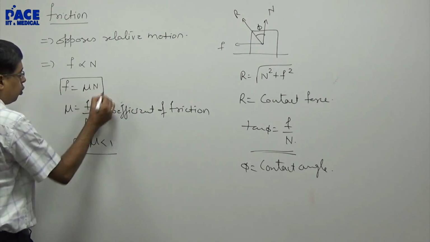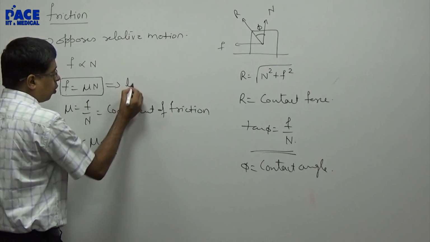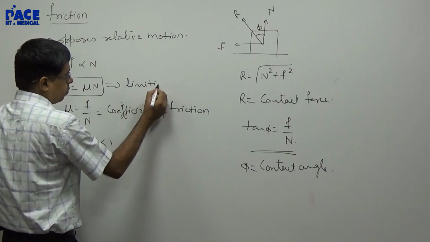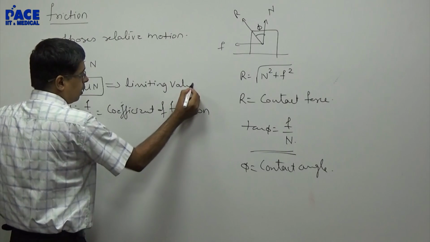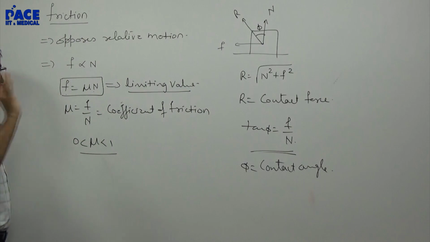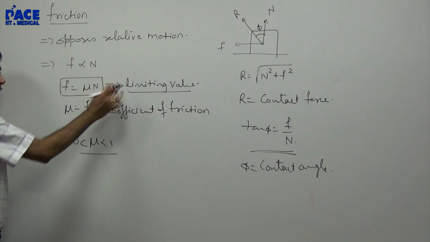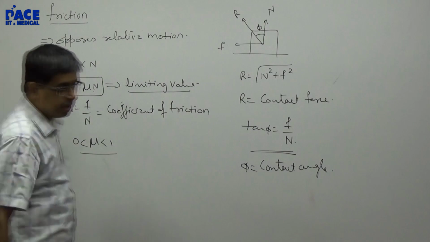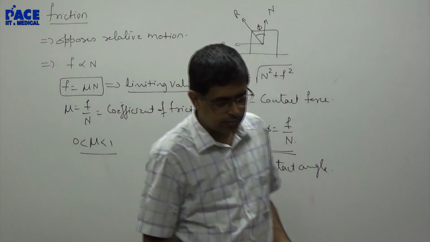This F equal to mu n is technically called the limiting value. Limiting value implies this is the maximum value of friction that can act on the surface. How, why and what this limiting value means will be explained. I need the board.